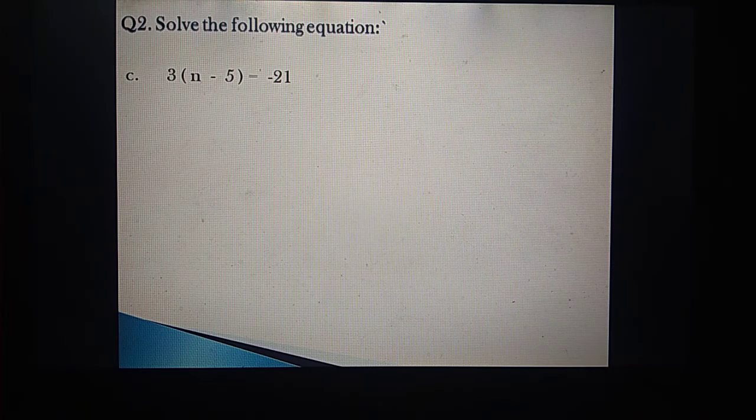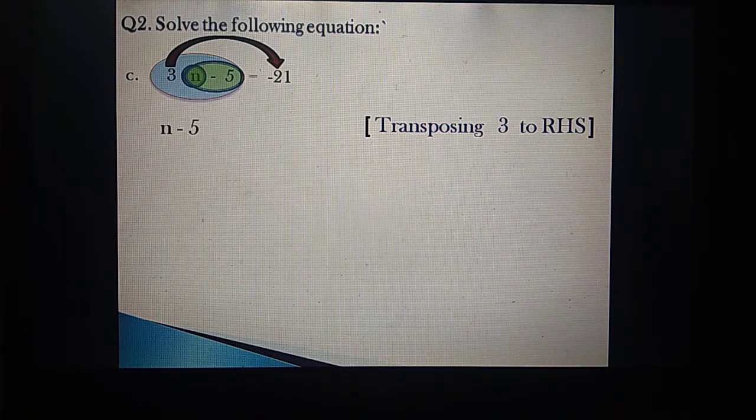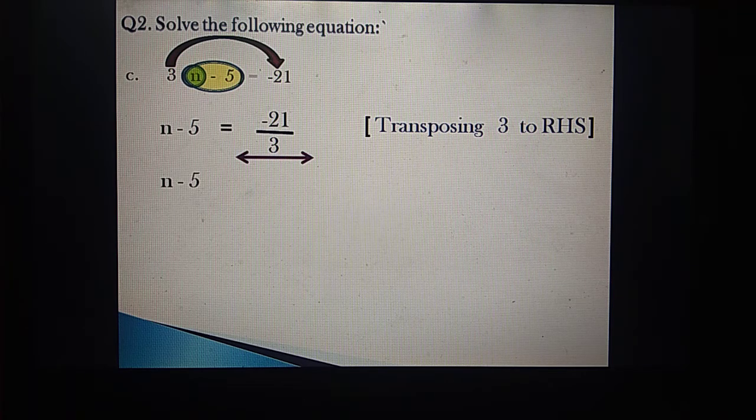Next, again, only the sign on the right hand side is changed in this particular sum. We will use the same concept. We will shift 3 first because 3 is in the outermost circle. So transposing 3, n minus 5 is left. Now this side it's minus 21 upon 3. When you solve the right hand side, what will you get? Because of this minus 21, the answer will be minus 7.